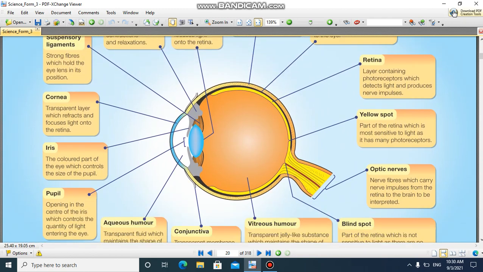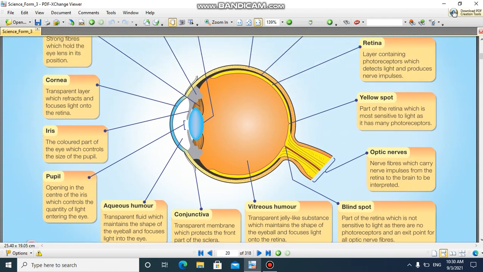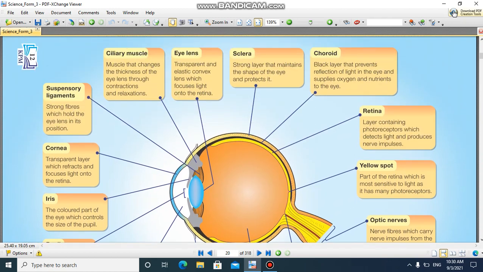Okay, this one is the vitreous humor, a transparent jelly-like substance which maintains the shape of the eyeball and focuses light onto the retina. This one is the sclera, a strong layer that maintains the shape of the eye and protects it. This is the choroid, a black layer that prevents reflection of light in the eye and supplies oxygen and nutrients to the eye. The yellow one is the retina, a layer containing photoreceptors which detect light and produce nerve impulses.